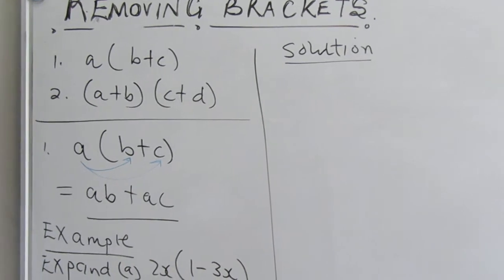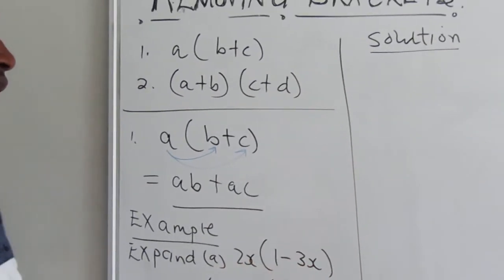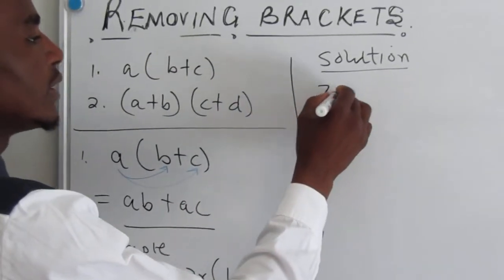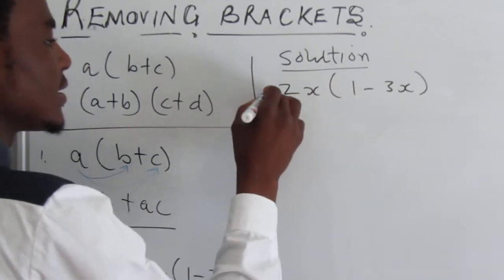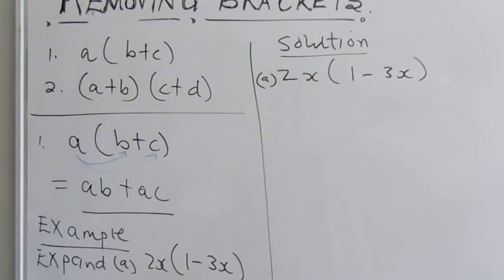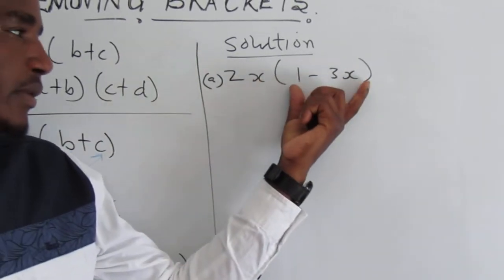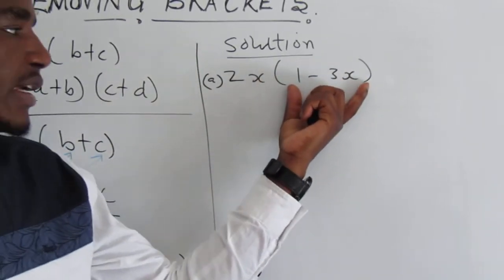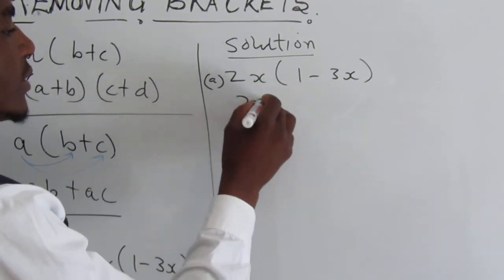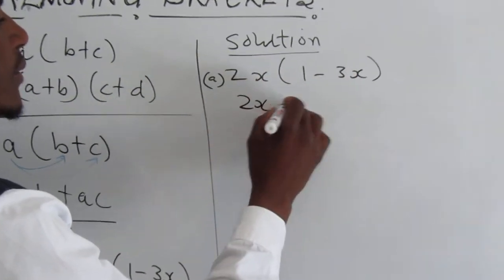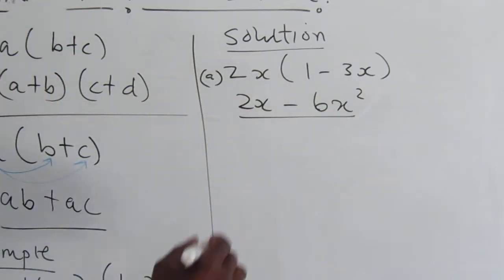The question reads, expand 2x times (1 minus 3x). So let me write the problem here, 2x times (1 minus 3x). This is our part A. I've said when a term outside the brackets multiplies an expression, we have to say 2x times 1, then you get 2x, 2x times 3x, we get minus 6x squared. That's the result.